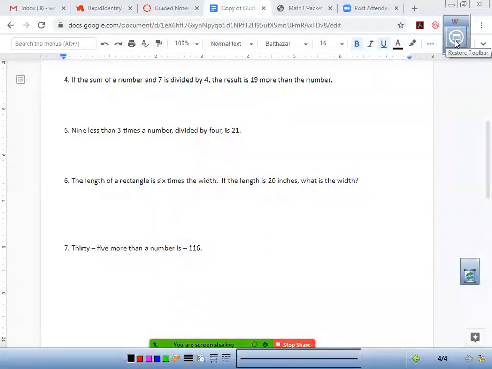Okay, number 4. If the sum of a number and 7 is divided by 4, the result is 19 more than the number. All right, let's try to break this down into parts. The sum of a number and 7. How could I write that? X plus 7.